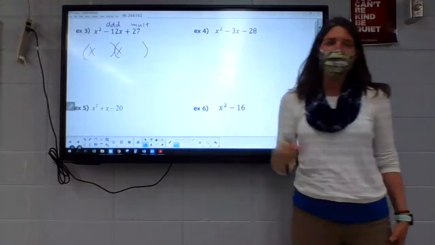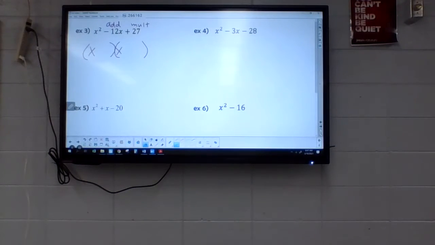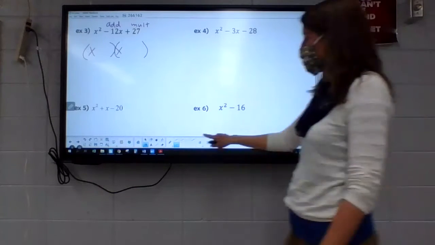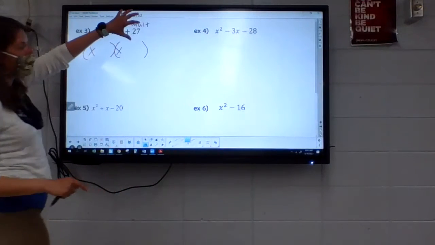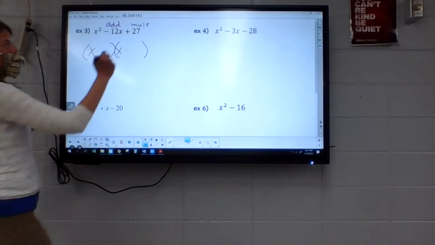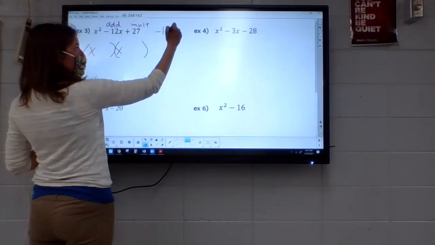So what do I know about my factors? They have to be negative. Both of them are going to be negative. To multiply to get a positive, but add to get a negative, they both have to be negative.